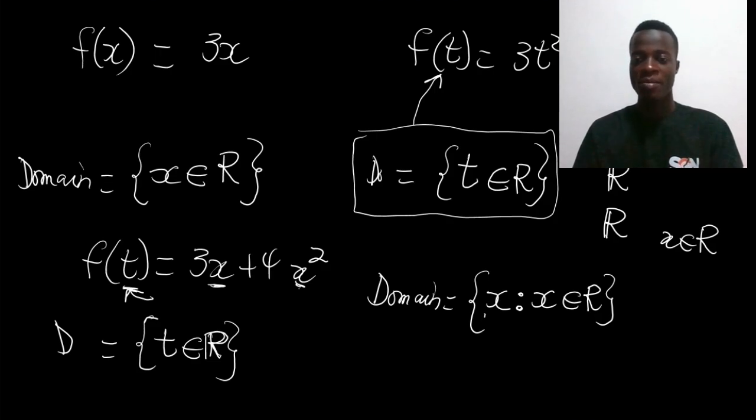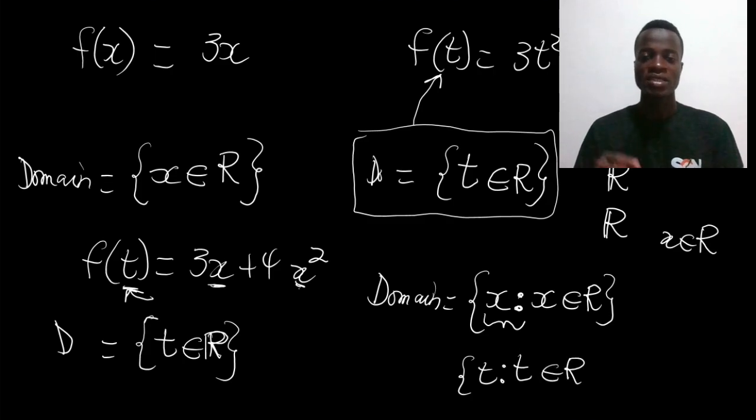So remember, this is how it comes: x is such that x is a member of the double-barred R. Remember, it can be t. If t is the input variable at that time, you can say t is such that t is a member of all real numbers. So this is for functions that are just straight. They don't contain the division sign or the square root sign, that's the radical sign. But then you have to be careful. Let's focus on another function. Let's call it g of s this time.